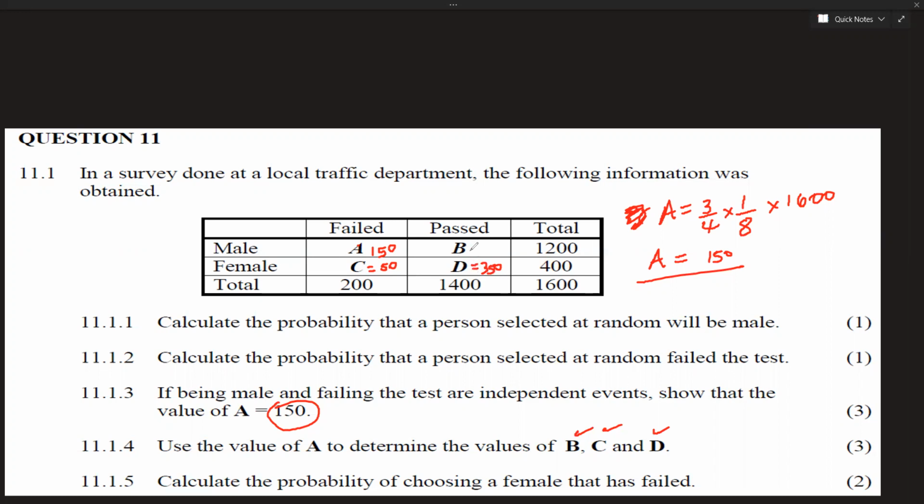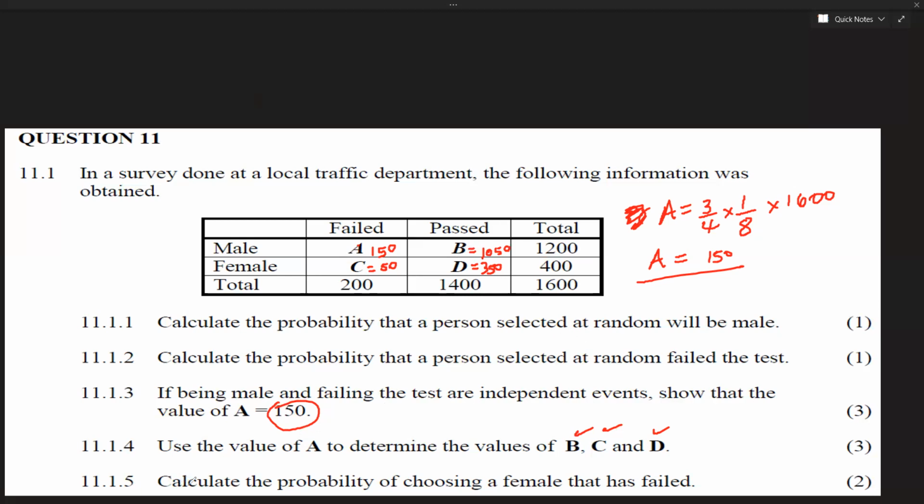Perfect. And then to do B is 2 ways. You can add A and B to get 1.2 or B and D to get 1.4, right? So I'll just do it this way. 350 minus 1.4 gives me 1050, right? And then that's it.